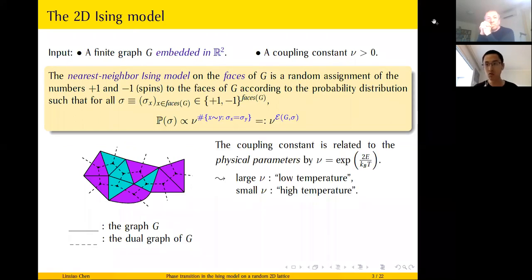And for those of you who are familiar with the definition of the model in the physics literature, the coupling constant nu that I'm using here is related to the bond energy E and the temperature T in this manner. What is important here is that nu is a decreasing function of the temperature T. So large values of nu correspond to a low temperature, and small values of nu correspond to a high temperature.